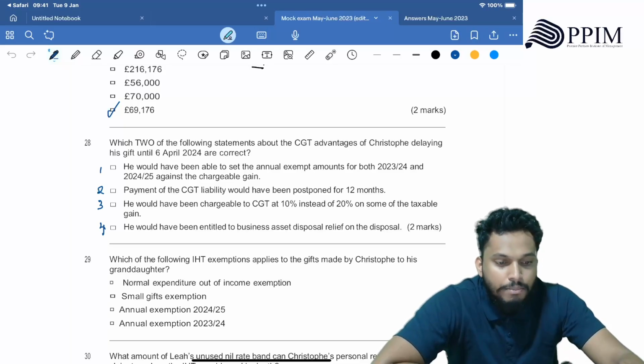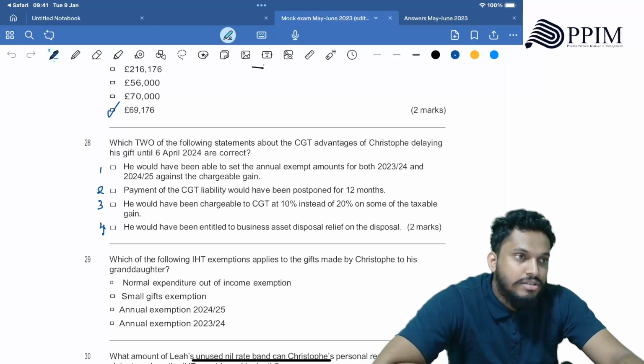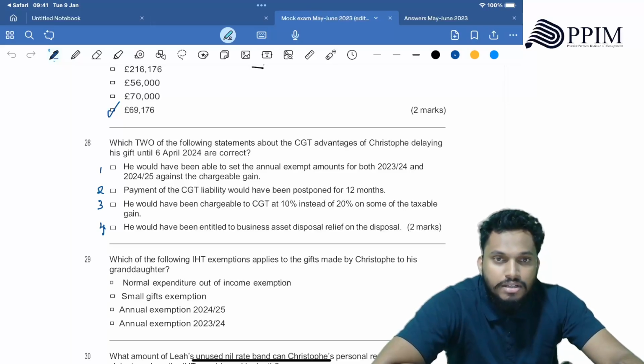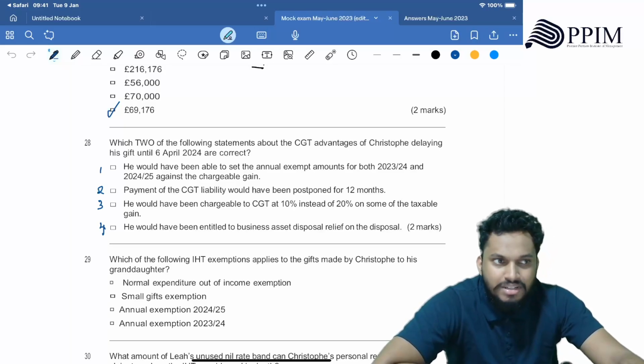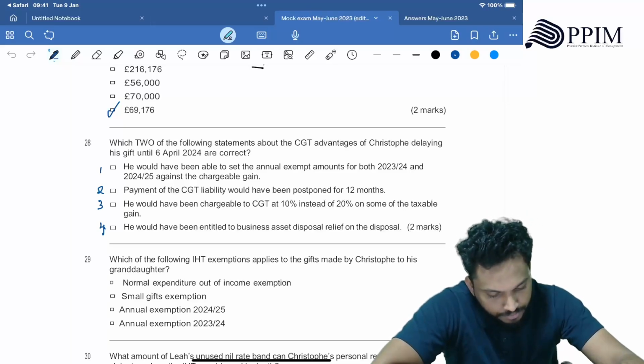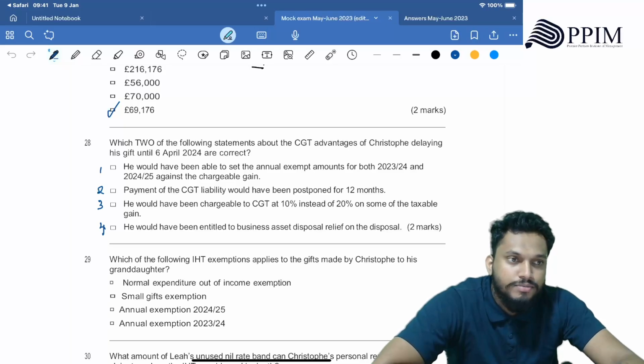What's the second point? Payment of CGT liability would have been postponed for 12 months. That's correct. The liability can be postponed for 12 months. Okay, because that is about your administration part. That seems to be correct. Then he would have been chargeable for CGT at 10% instead of 20% on some taxable gains. That is relevant or irrelevant? He would have been entitled to business asset disposal relief. That is also correct, that's a condition.